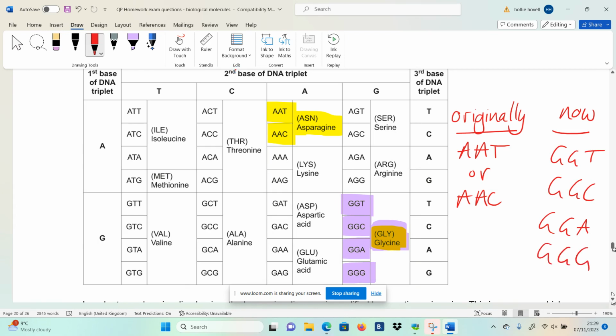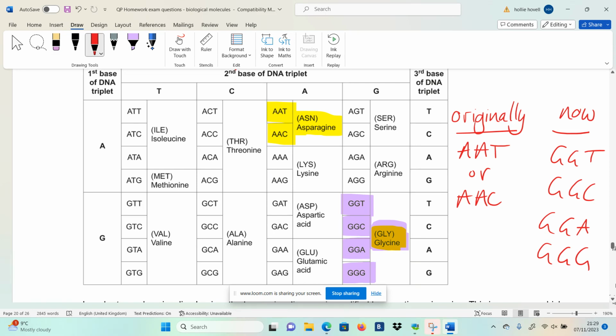So it was that, and it's changed to be this one. So if you literally just said that this or this has been replaced by one of these, that automatically gets you the 2 marks. So 1 for saying that originally it was one of these, and now it's one of these. That's 1 mark for that, 1 mark for that.